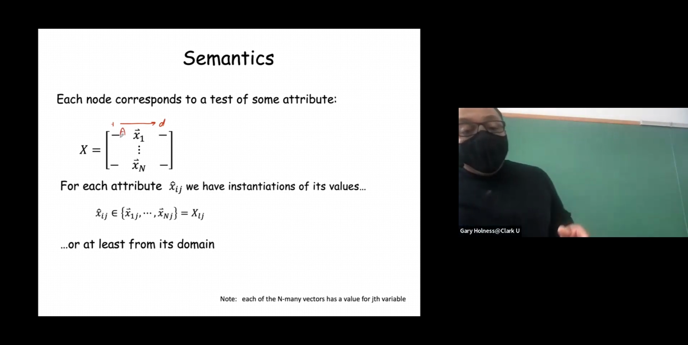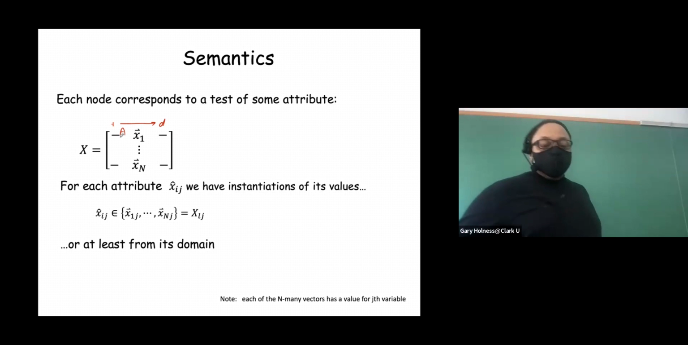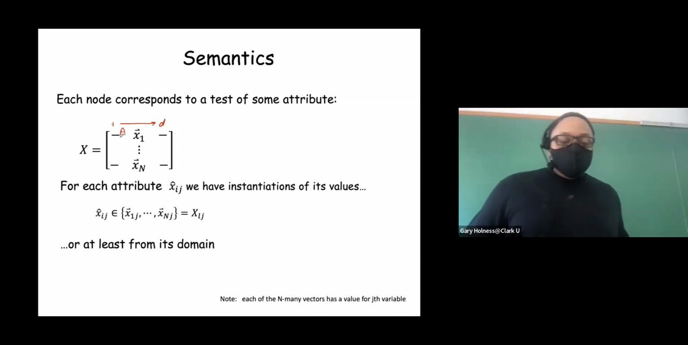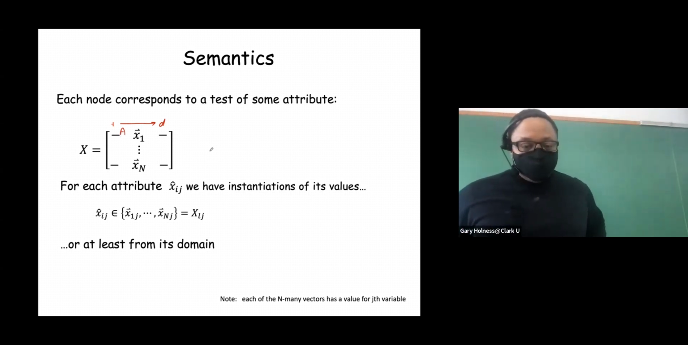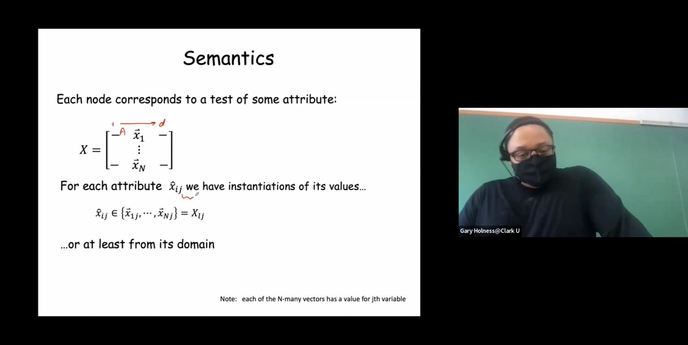And so here we're going to use Xij to represent, hopefully I get this right, for the jth attribute, what is the ith value?